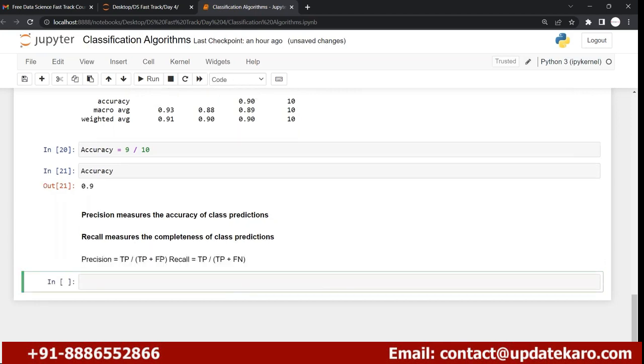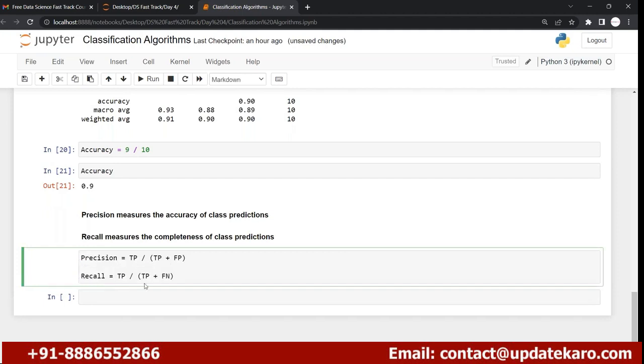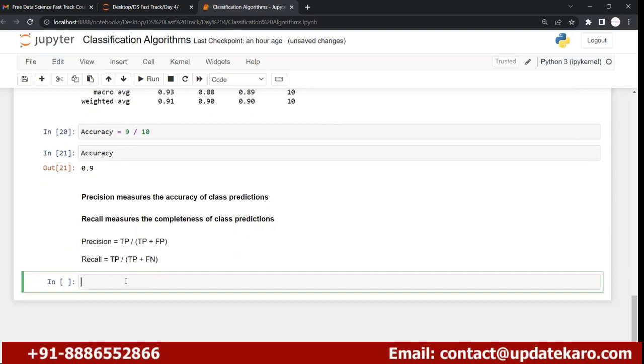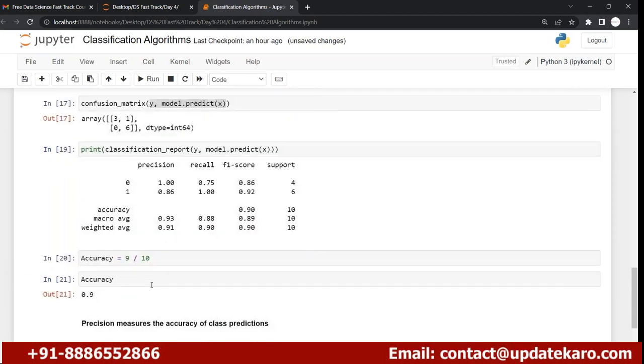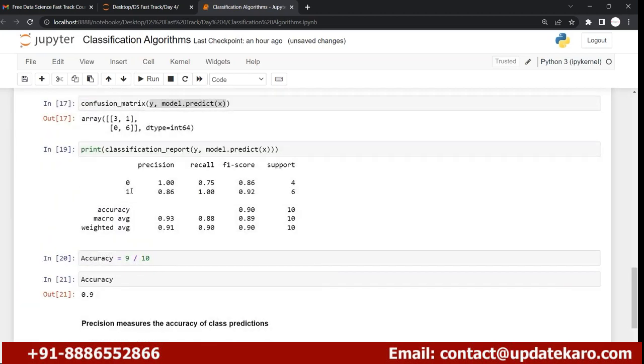Now let's go ahead with the precision first. So what is our true positive? What is our true positive? Here you can see that the value 6 is there.